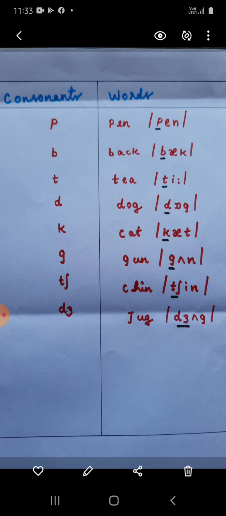T sound. T as in tin. T-I-N. Tin. T as in tea. T-E-A. Tea. Then T as in cat. C-A-T. Cat. Then television. Television. There also we are writing T sound. So understood that. The writing style, again I am saying, is alphabet T, small letter T, and the pronunciation is T sound.